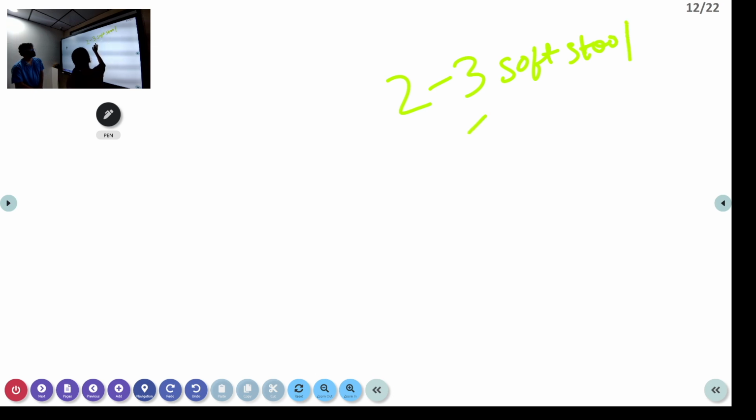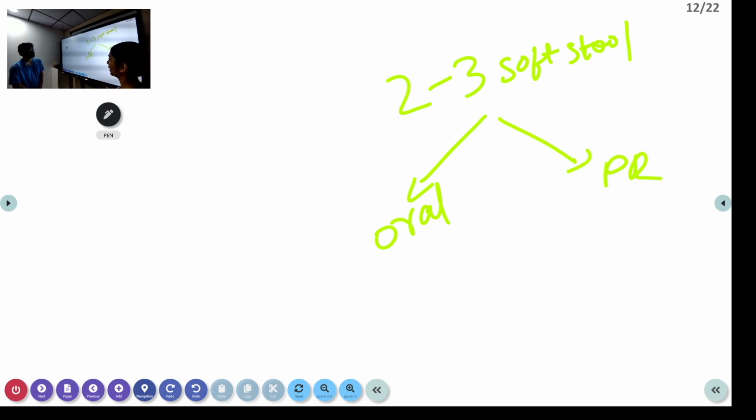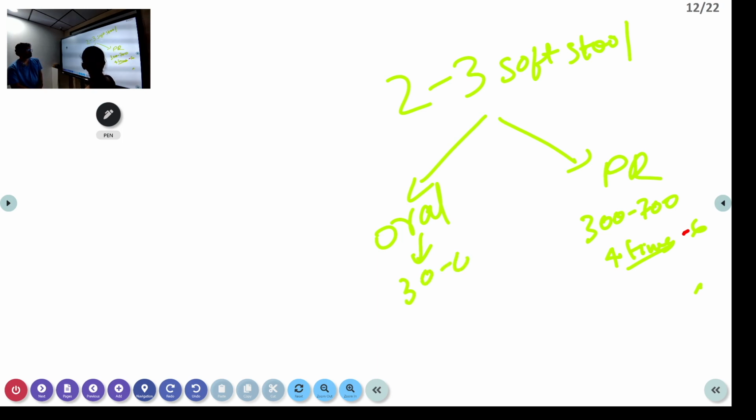If this patient is conscious, we can give oral, or otherwise we can give per rectal enema. How much should we give per rectal? 300 to 700 ml can be given, 4 to 6 times a day. And oral, how much will you give? We can give 30 to 60 ml hourly, till the patient passes stools. But we only want 2 to 3 soft stools a day.